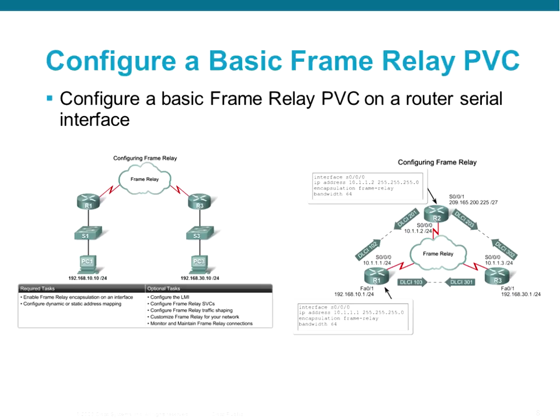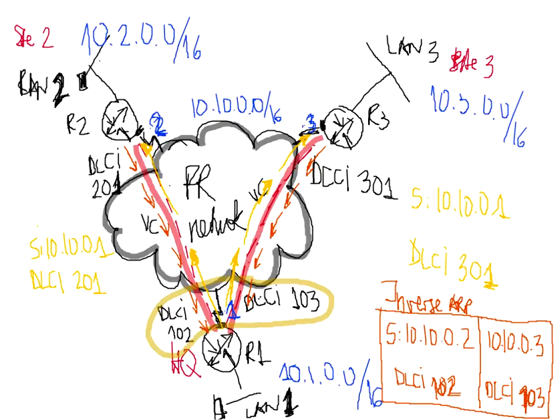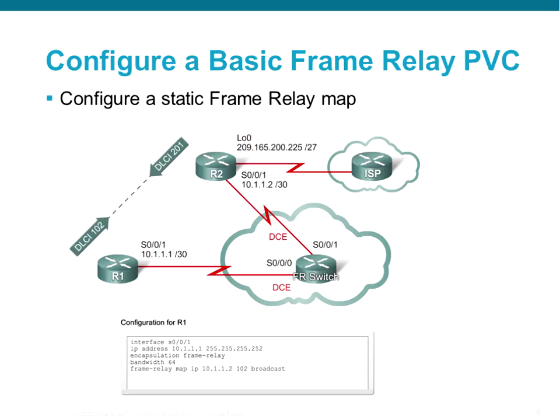Now you can make it a bit more complicated. Inverse ARP works by default. You don't have to configure it. But you can choose to disable inverse ARP and create that map between the DLCI and the next hop IP address yourself. If you decide to do that, the command is going to be frame-relay map ip, then the next hop IP address, and then the DLCI number that you are going to use to reach that frame relay link.